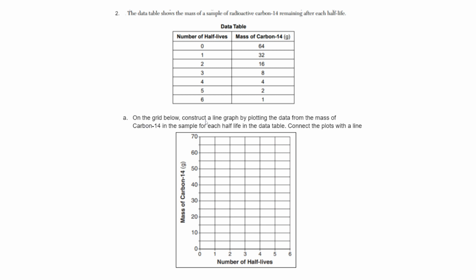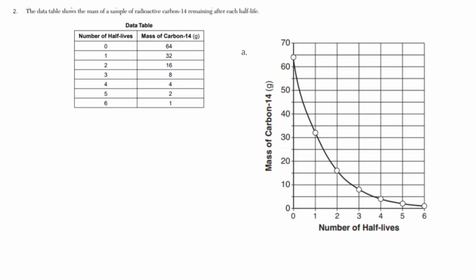2A is asking, on the grid below, construct a line graph by plotting the data from the mass of carbon 14 in the sample for each half-life in the data table. Connect the plots with a line. So I know carbon 14 is a radioactive isotope, so with each half-life, it should be decreasing. And whatever stable product it's creating, I know carbon 14 creates nitrogen 14, that product should be increasing. So when I plot this graph, it should look something like this. Go ahead and pause this video and complete your graph if you haven't already.